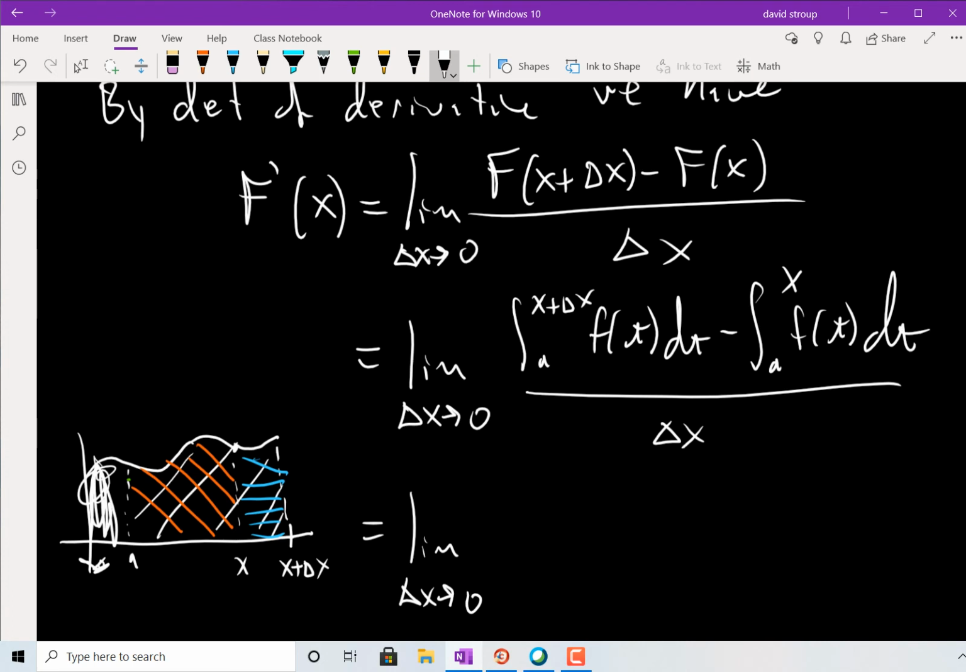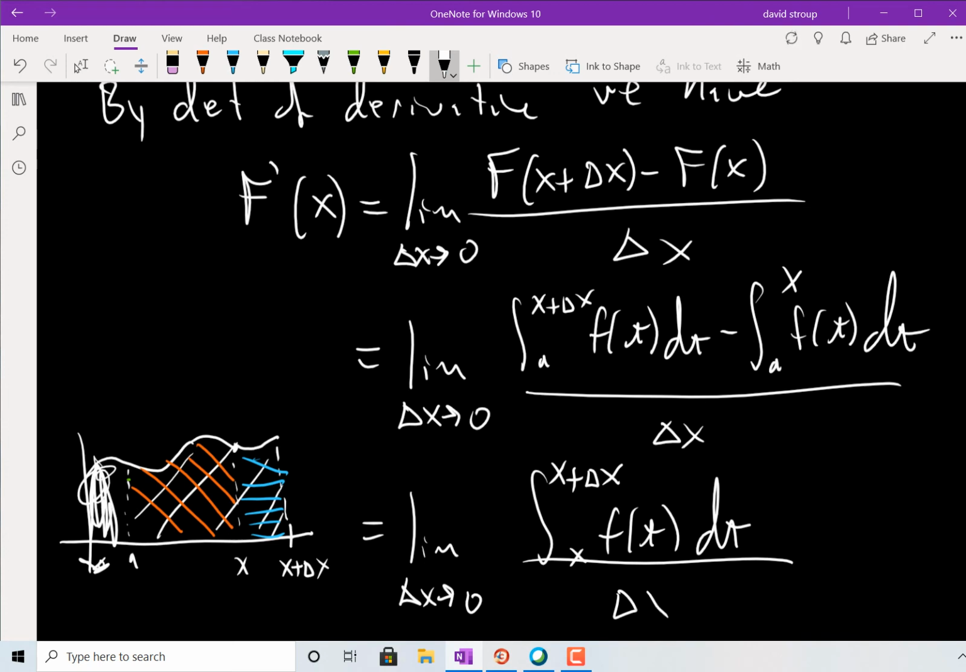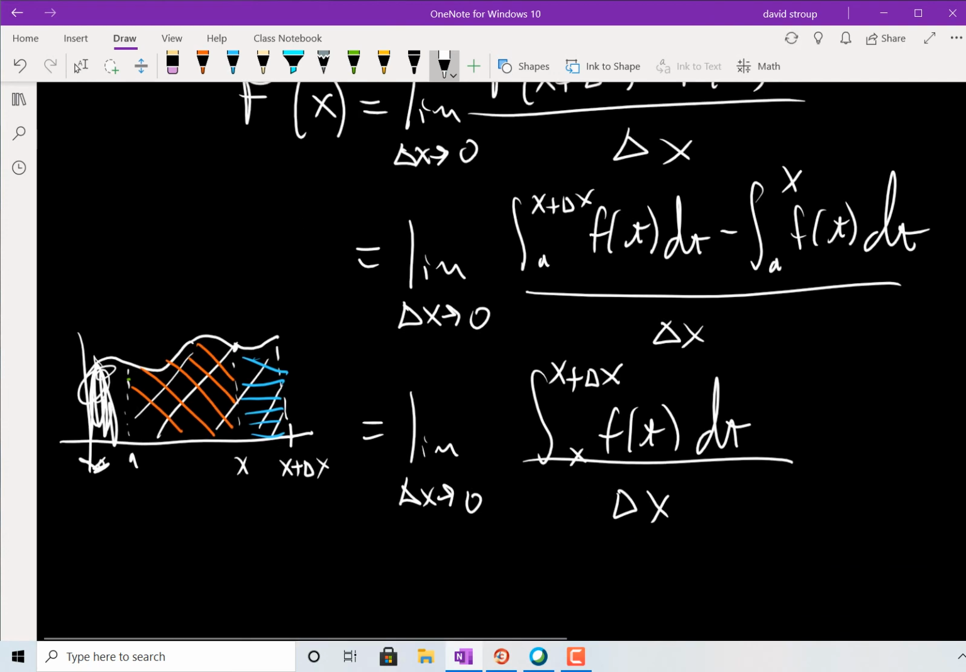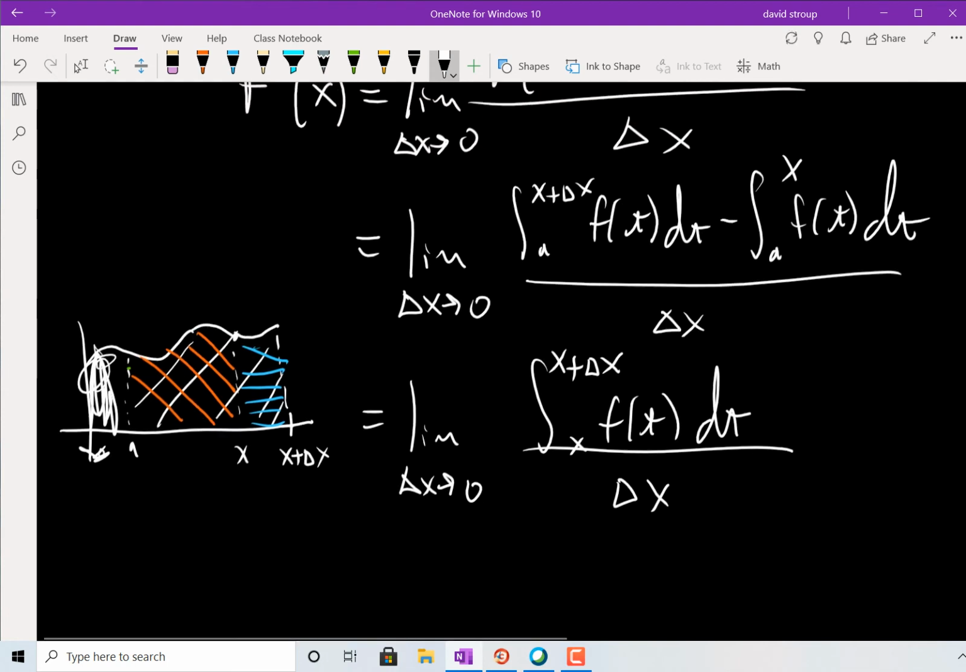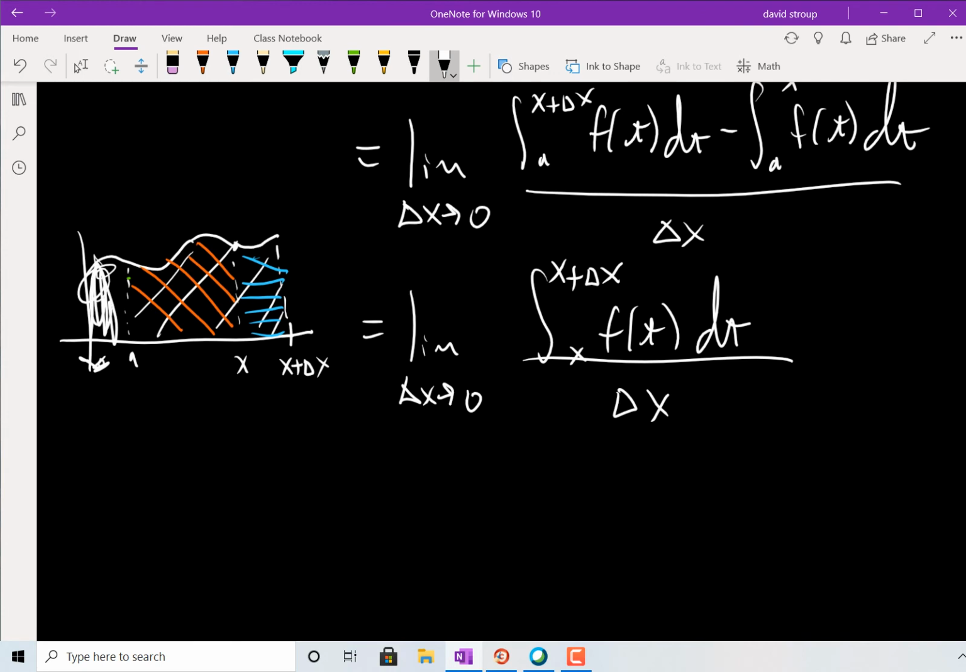As change in x goes to 0, that thing at the top is going to be the integral from x to x plus change in x of f of t dt, all over change in x. Hopefully that makes some sense. There are other ways to think of it, but I think that'll work.